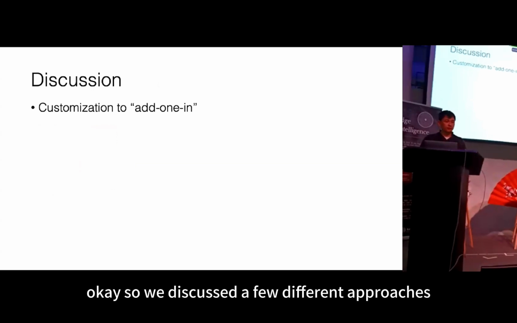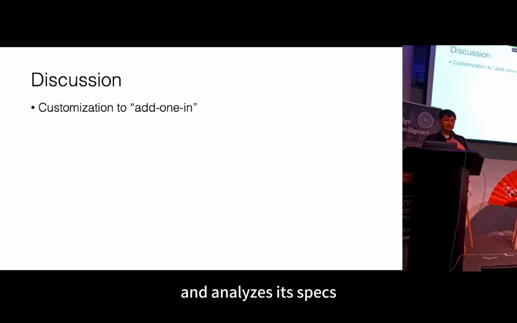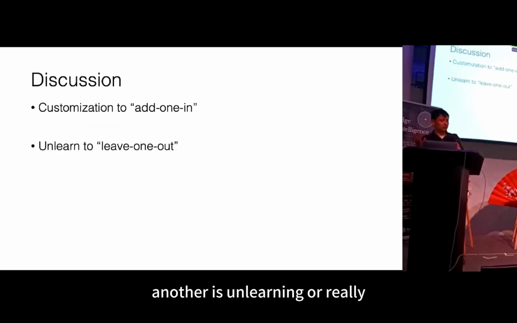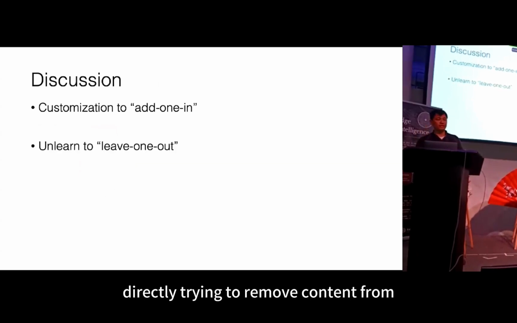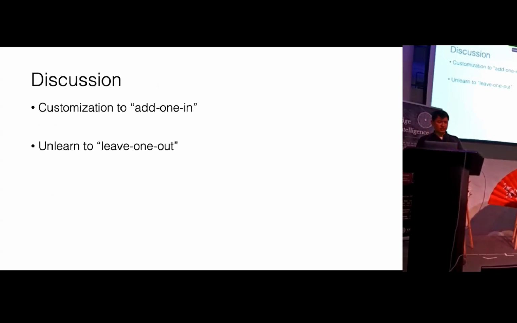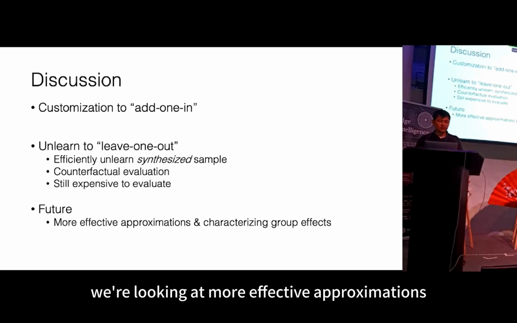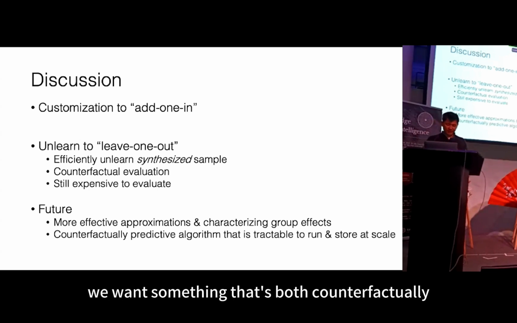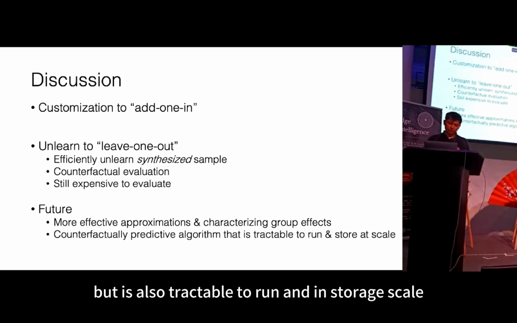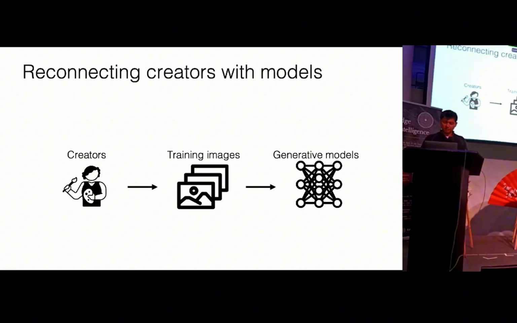Okay, so we discussed a few different approaches. One is customization, which adds an image or an exemplar into a model and analyzes its effects. Another is unlearning, or really directly trying to remove content from the pre-trained model and evaluating the results. There are ongoing challenges with this. It's still expensive to evaluate. So in the future, we're looking at more effective approximations. Ultimately, we want something that's both counterfactually predictive and well-grounded, but is also tractable to run and store at scale. So there are still challenges, and this is an open research problem in the setting.